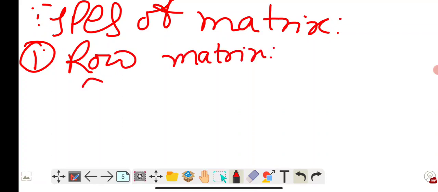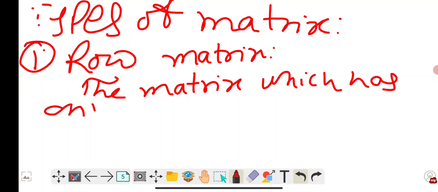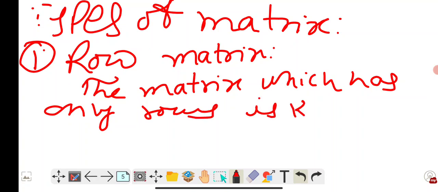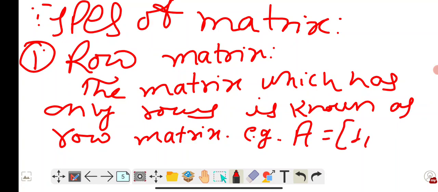Row matrix. The matrix which has only rows is known as a row matrix. For example, here we can see A equals to 1, 2, 3, etc.